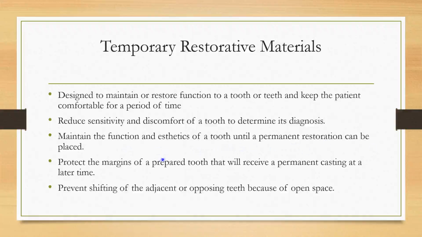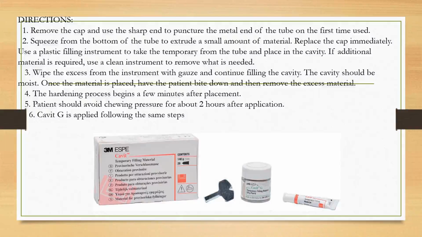It can also be used to maintain the function and aesthetics of the tooth until a permanent restoration can be placed. Let's say a patient comes and you don't have the final restoration like composite or amalgam. You can just put in the temporary filling so that food or bacteria might not get into the cavity, and also to prevent shifting of the adjacent and opposing teeth because of the open space. So those are the uses that we have for these materials.